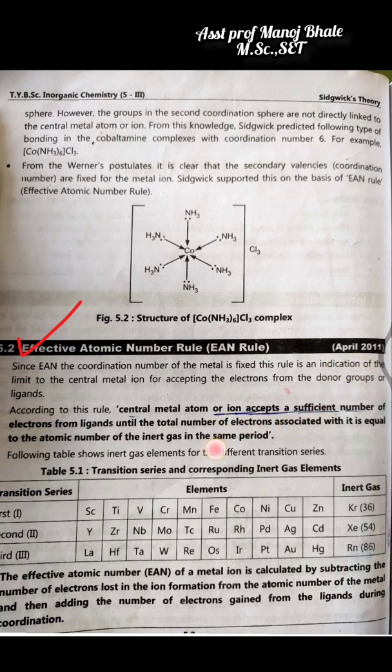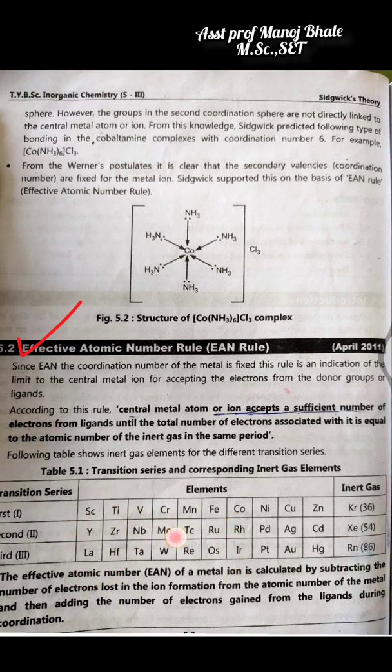Now the definition of the effective atomic number: the central atom or ion accepts a sufficient number of electrons from the ligands until the total number of electrons associated with it equals the atomic number of the inert gas in the same period of the periodic table. We can calculate effective atomic number here. There is one formula, but before that, the effective atomic number of the metal is calculated by subtracting the number of electrons lost in ion formation from the atomic number of the metal, and adding the number of electrons gained from the ligands during bond formation.